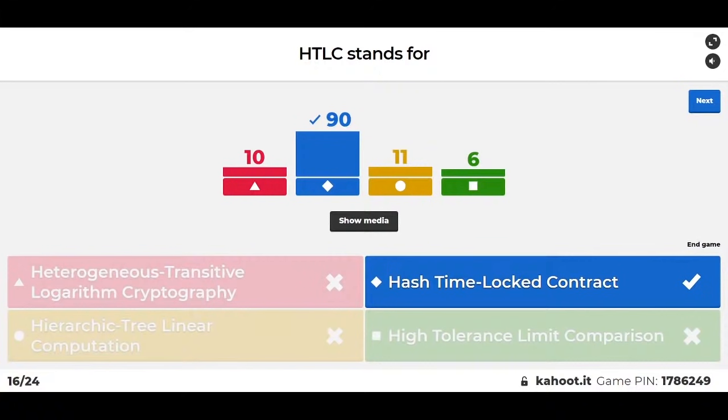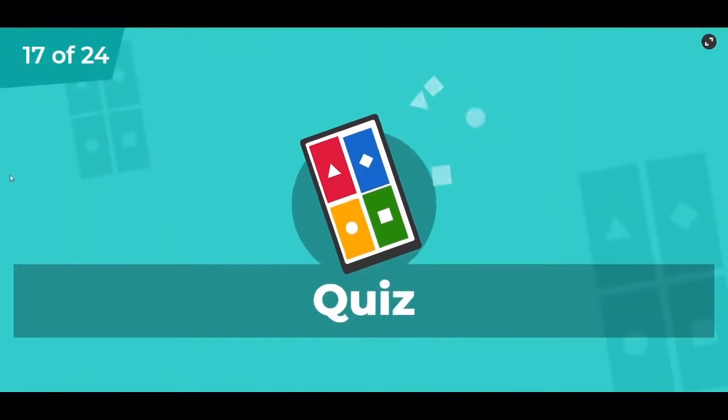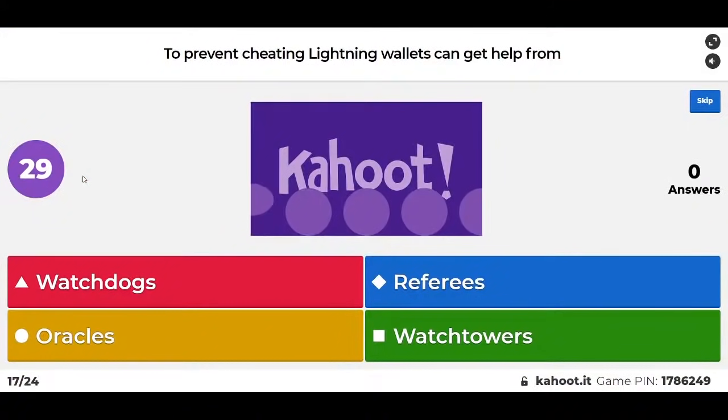I mean, heterogeneous transitive logarithm cryptography is definitely not a thing. But it could be. It sounds at least broadly cryptographic, and it's the kind of really crappy acronym that an engineer would design, of which we have plenty in our industry. So, yeah. Go 7 drachma. Make the Greeks proud. 17 questions to prevent cheating.